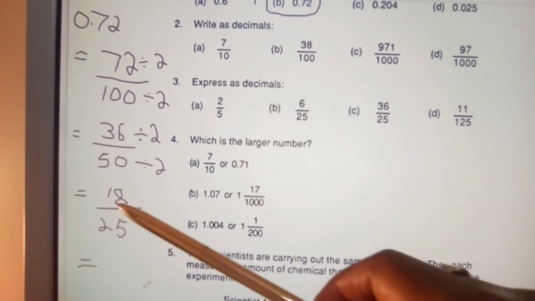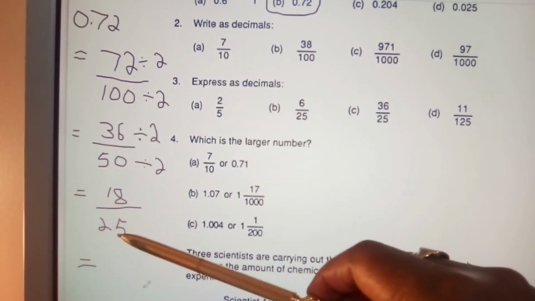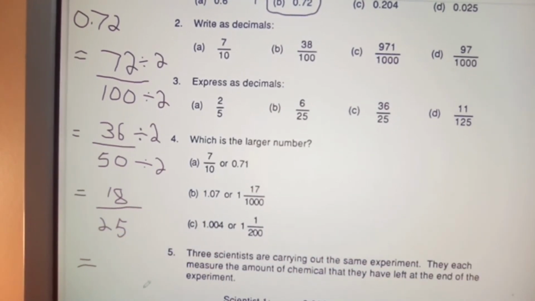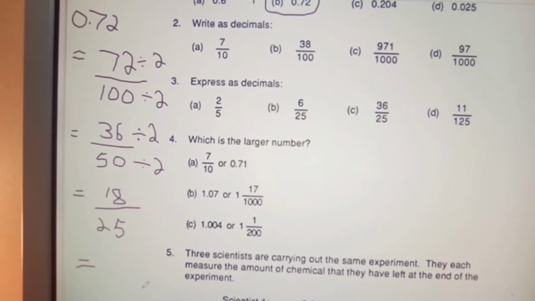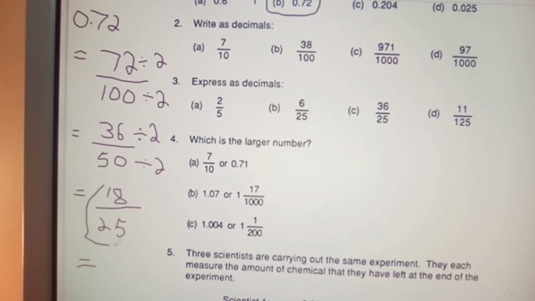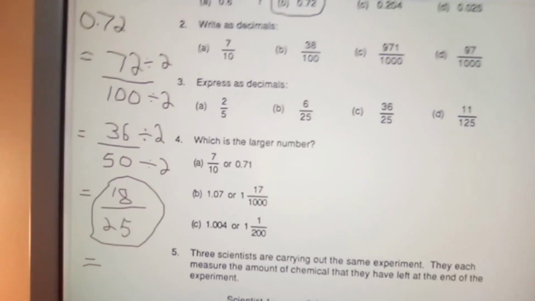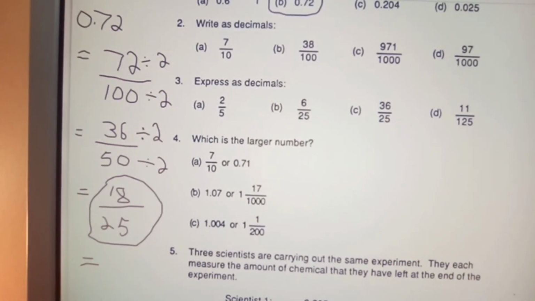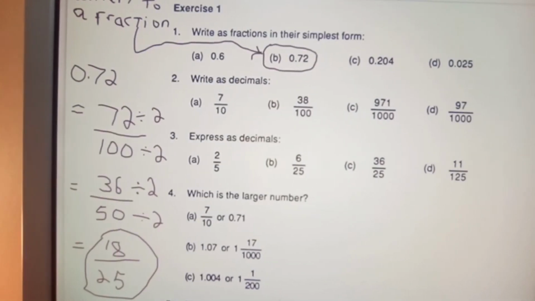Now, if you can get this down lower, that's excellent, brilliant. But for now, this is as low as I'm going to go. 18/25 will be our answer. So this is our answer here, 18/25, okay? 18/25, and let's see if that's about what we would be expecting in regards to this.